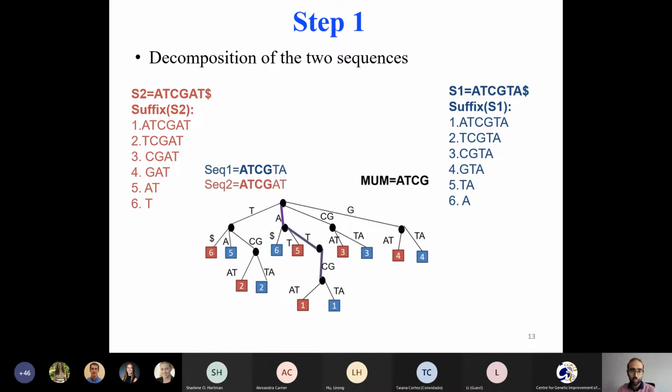So for example, here we're going to explain how MUMmer is working. If we have the two sequences, we try to put them together on the same suffix tree, letter by letter, and then we try to detect the longest similarity that we have between the two sequences. And here it's this chain, which is the exact match between the two sequences. We have only one maximal unique match.